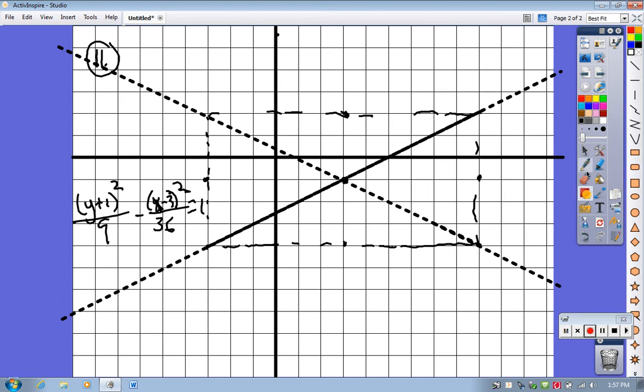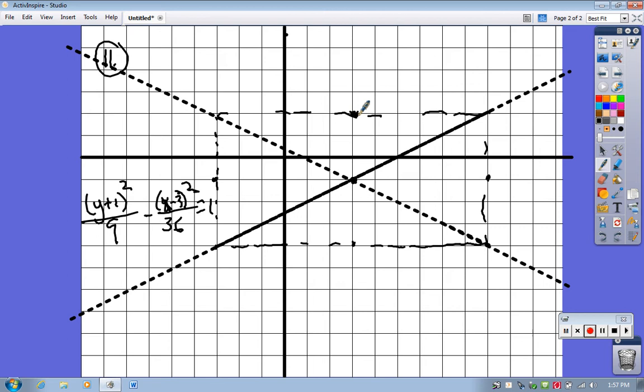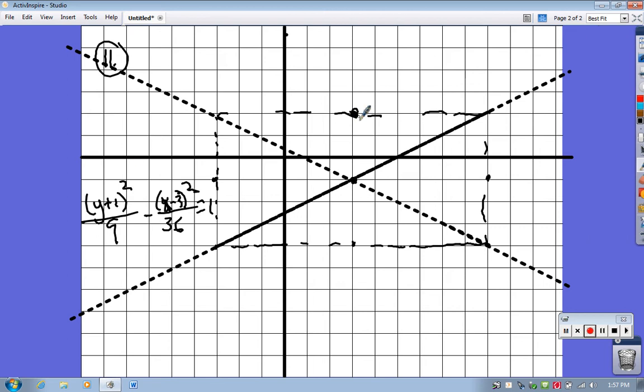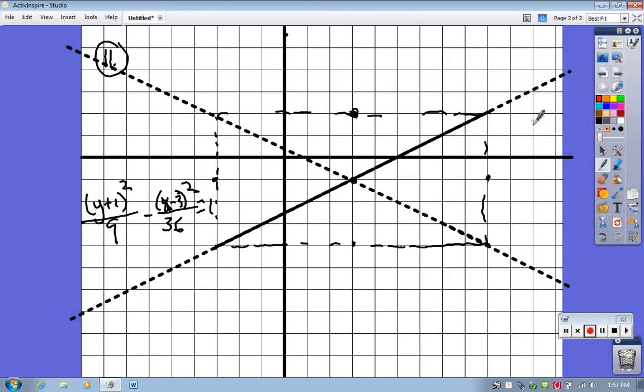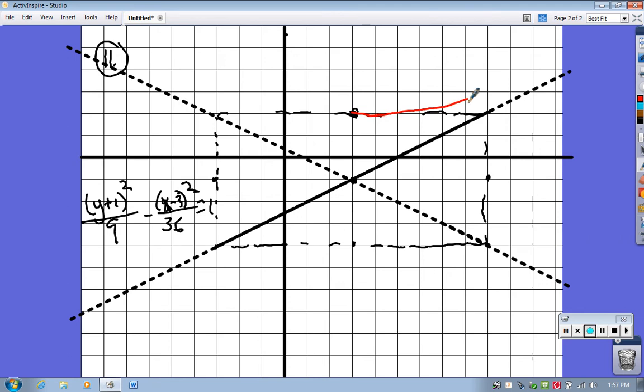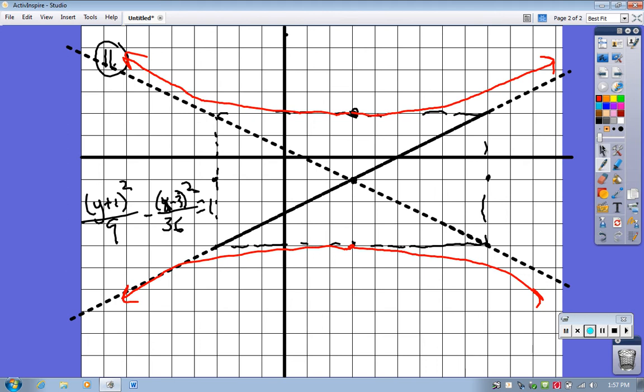Oh yeah, next thing I know is y squared is the positive part, so I'm going to change the color so we can actually see the actual hyperbola. It's going to be like this and like this, and then it's going to go down here as well. If everything was the same except this was negative and this was positive, it would have been here and here. Okay, so now I need to label everything.